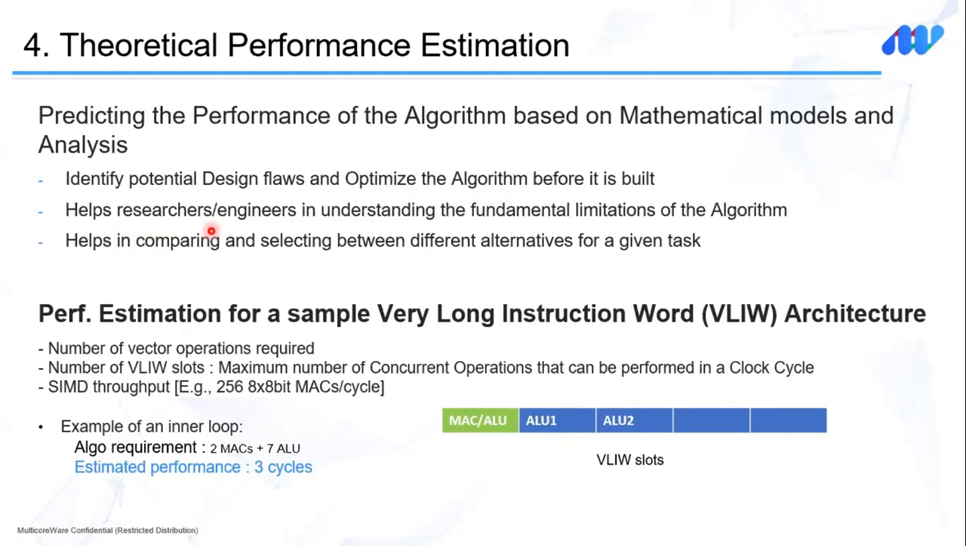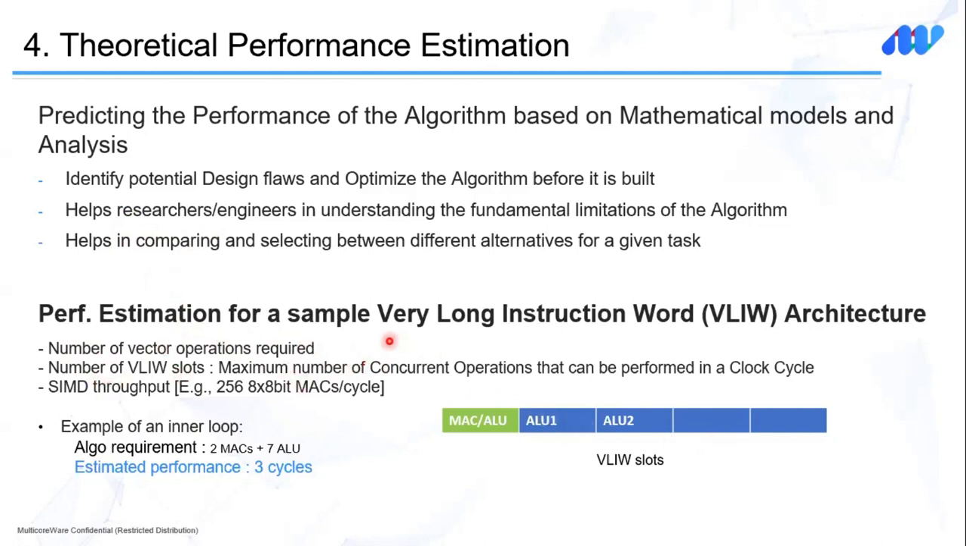So how do we do the performance estimation? As I said, it really depends on the number of computations involved in the algorithm and also the available resources on the target architecture. So for VLIW architecture, the performance estimation involves considering specific metrics, for example, the number of vector operations required and the number of VLIW slots available.